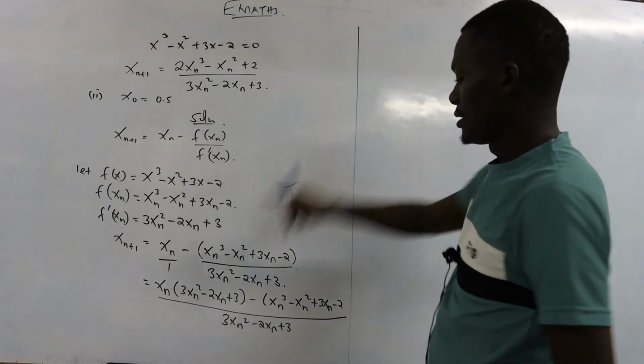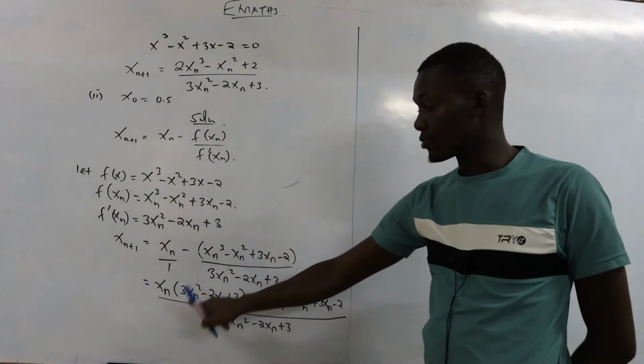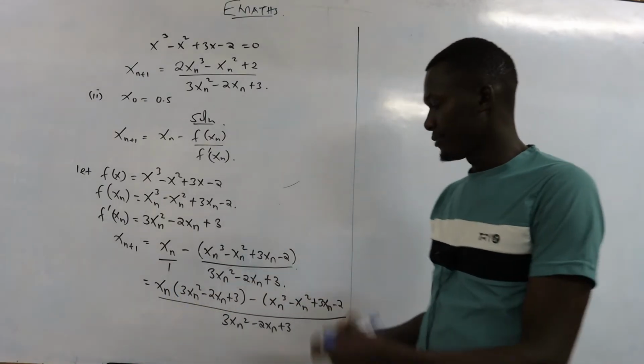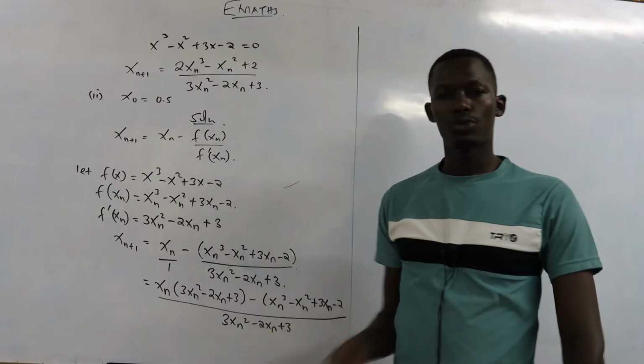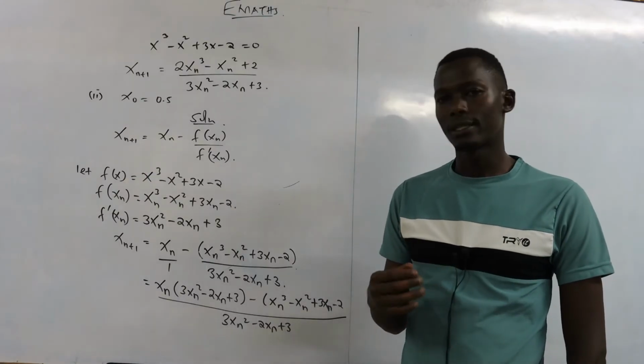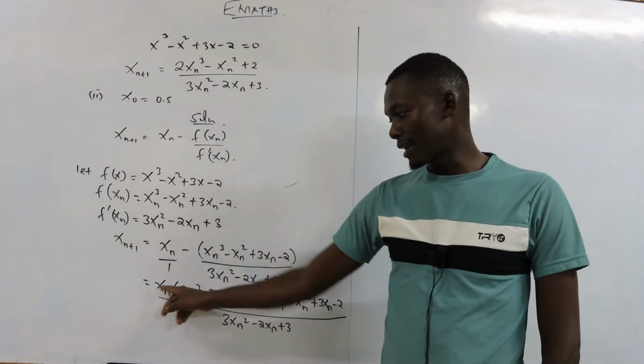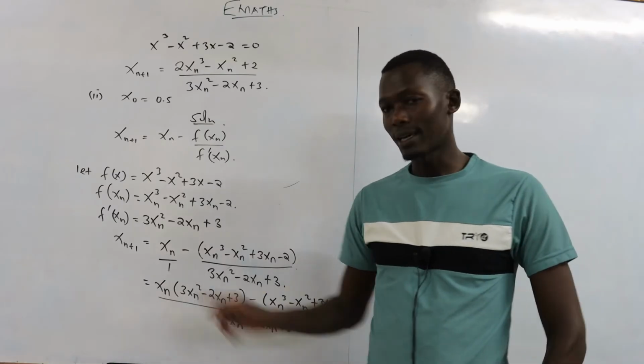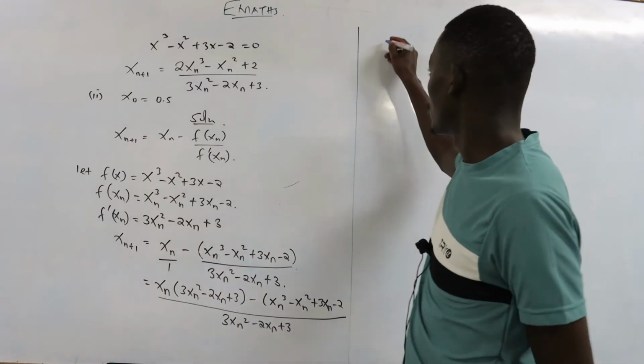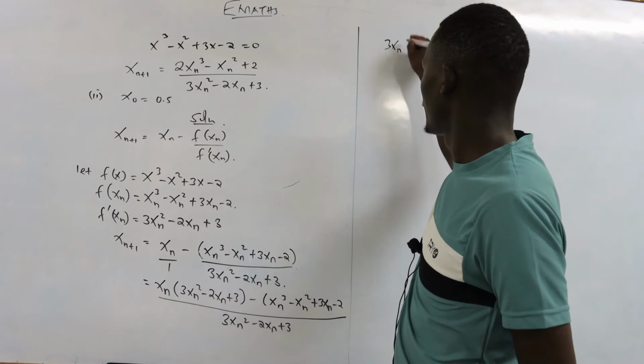So we shall have xn times 3xn squared. Remember, the subscript should not worry you by the end of the day. What you're interested in is the term of x. So we have an x and we have an x. This one is squared, this one is x. So we have what? x cubed, okay? So we'll have 3xn cubed.